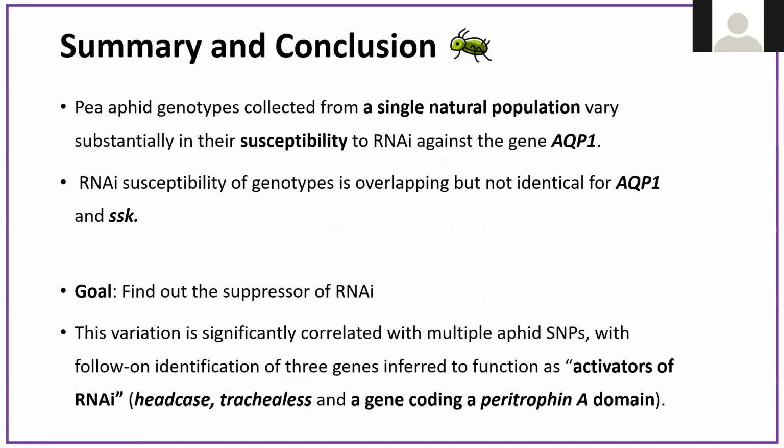So pea aphid genotypes collected from a single natural population vary in their susceptibility to RNAi against aquaporin 1. And what it means is there is a standing variation against aquaporin 1 dsRNA. And moreover, RNAi susceptibility of genotypes is overlapping, but not identical, between aquaporin 1 and SSK. And actually, our goal of this study was to find a suppressor of RNAi, so that by knocking down the suppressor gene, we can increase the RNAi efficiency regardless of the genetic variation. So when I look back, this was an interesting approach to find a suppressor or activator using GWAS, which means using genetic variation as a clue to find the determinants of RNAi efficacy.